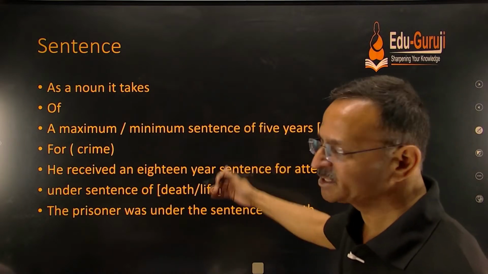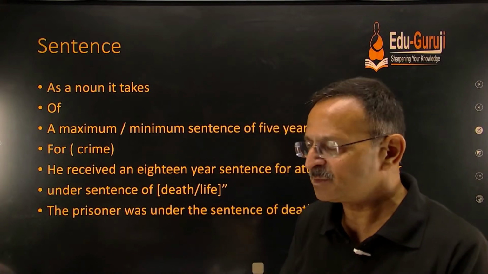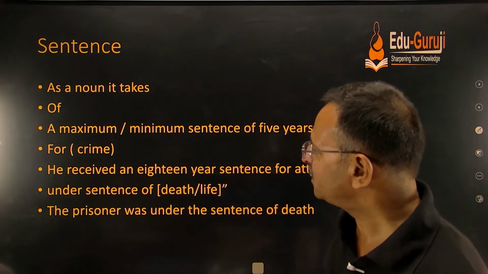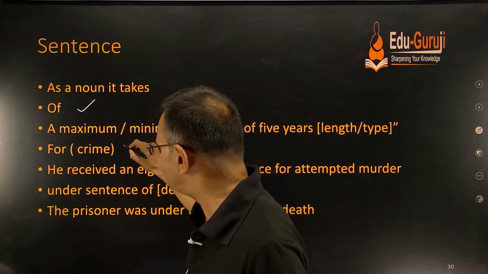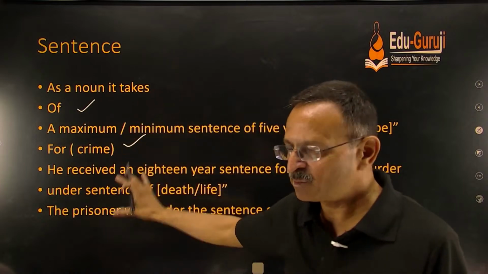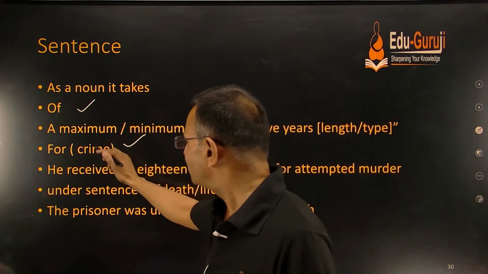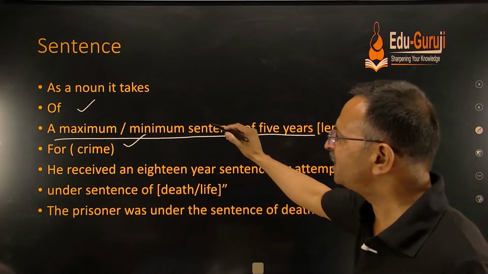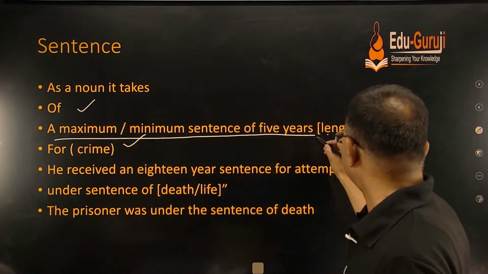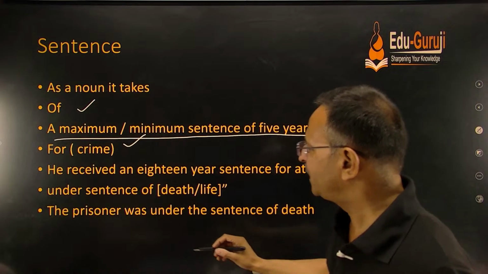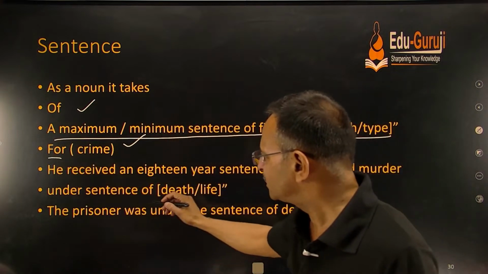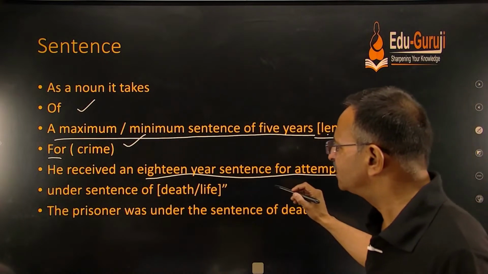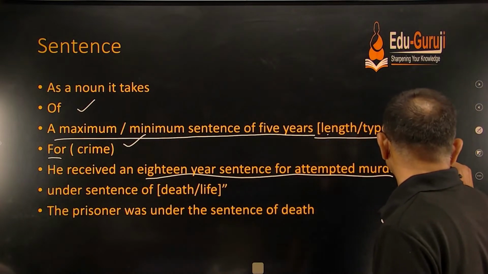As a verb, it takes a certain preposition. As a noun, it takes of and for as prepositions. So when we say of, what does it mean? A maximum minimum sentence of 5 years. Whenever it is used with of, you are talking about the length or the type, right? Then we use for, that is the crime. He received an 18 years sentence for attempted murder. So this is the type, for crime.